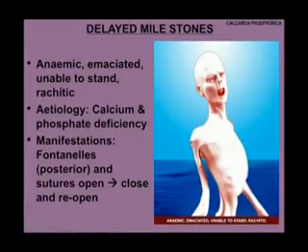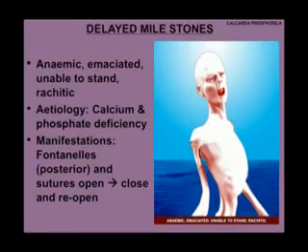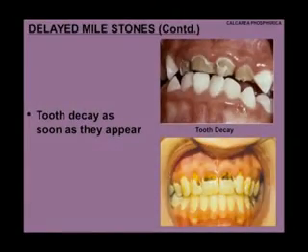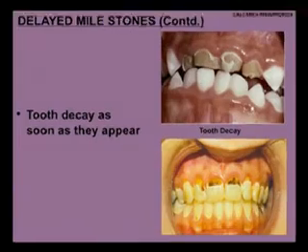problems in calc phos. We have the delayed milestones because of the calcium and phosphate deficiency. So as a consequence of the delayed milestones, you have the sutures open, and especially the posterior fontanelle. But in these days we find the emaciated constitution, delayed milestones, especially delayed teething, and that's important in calcarea phos. You could see the tooth decay as soon as they appear, and that's important for calcarea phos.